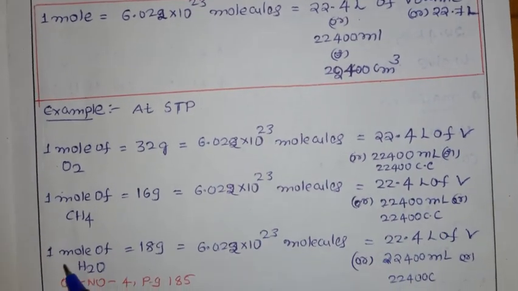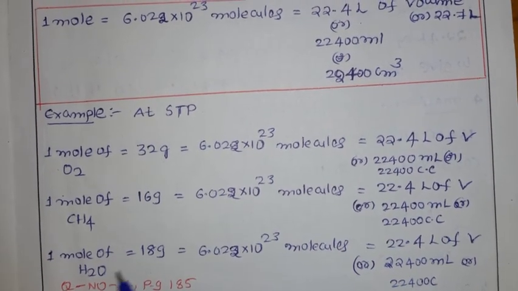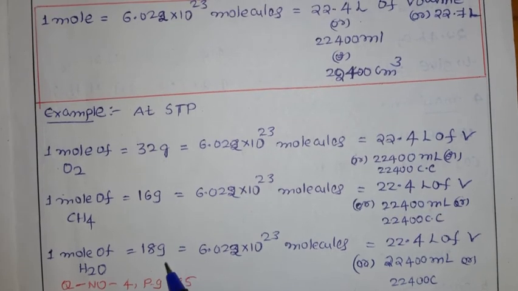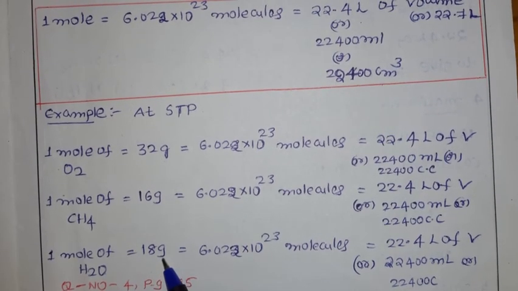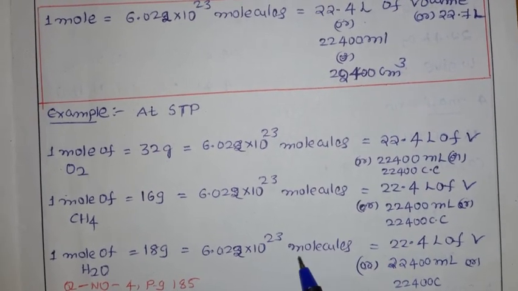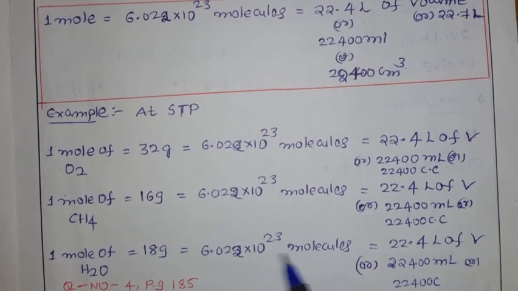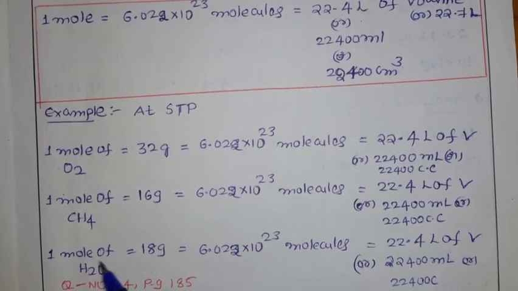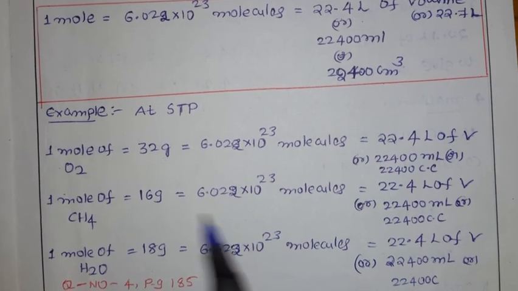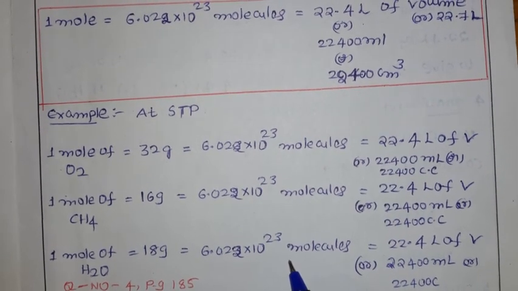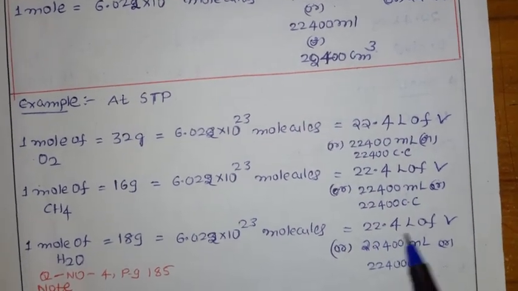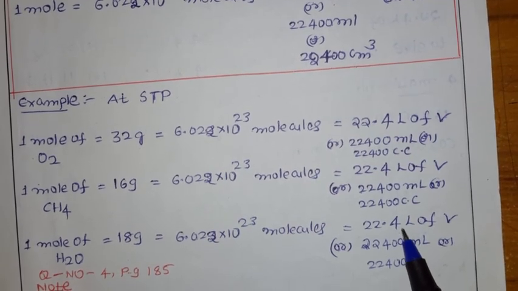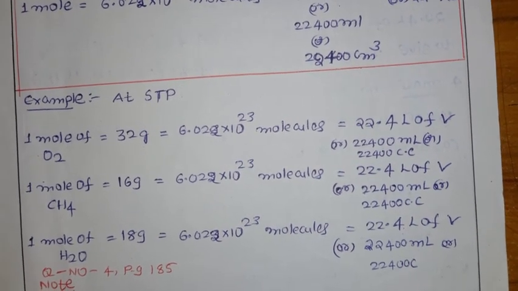Next, for 1 mole of water, what is the molar mass? 18 grams. So how many molecules are there? Avogadro number. Why? Because 1 mole, whatever it may be, has the Avogadro number of molecules. How much volume does it occupy? 22.4 liters. Okay. This we can cross-check with the Avogadro law.